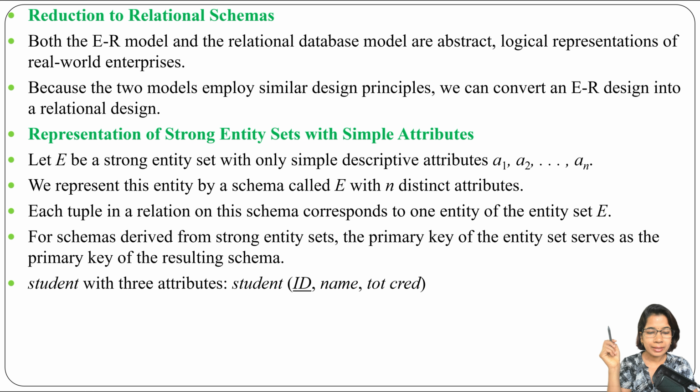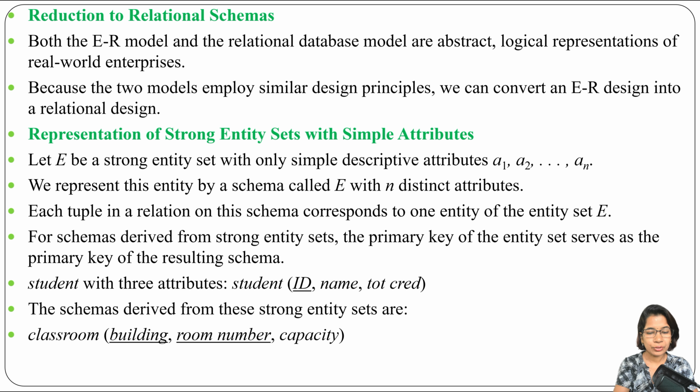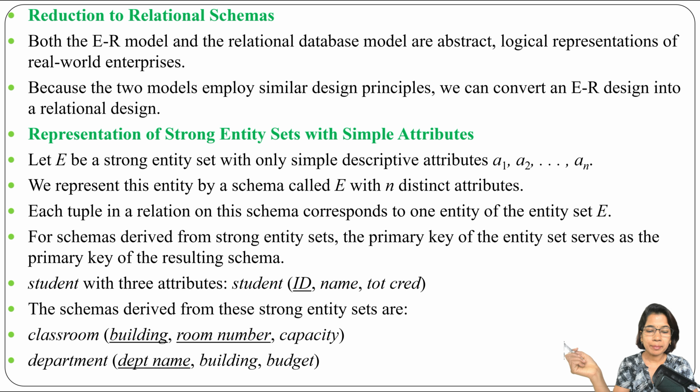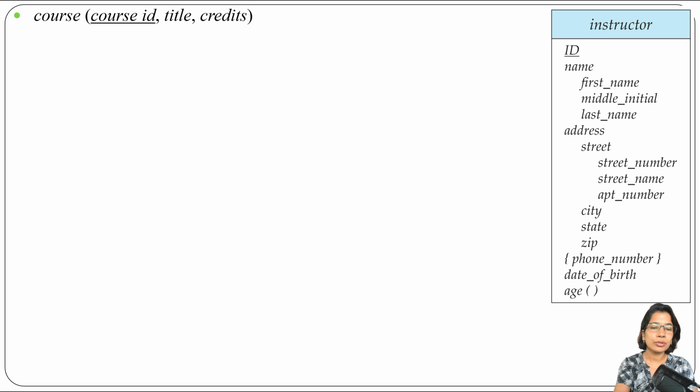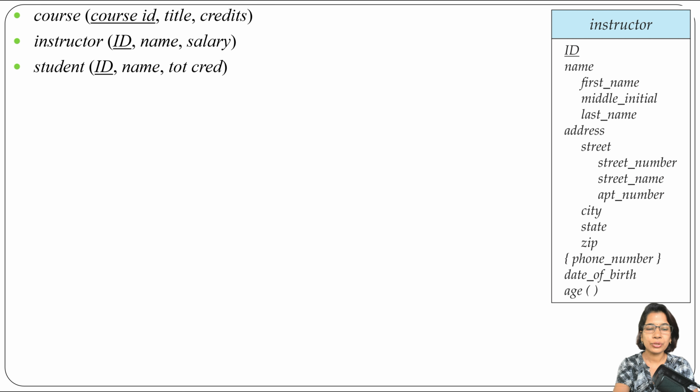Now some more examples of schemas having strong entity sets. In the previous lecture I discussed the complete ER diagram of a university. Now from that ER diagram we'll write some strong entity sets. Like for classroom, building and room number are the primary key, then capacity. For department, name is the primary key, then building, budget. Then for course, ID is the primary key, then title, credit. For instructor, ID is the primary key, then name, salary. For student, ID is the primary key, then name, total credit.